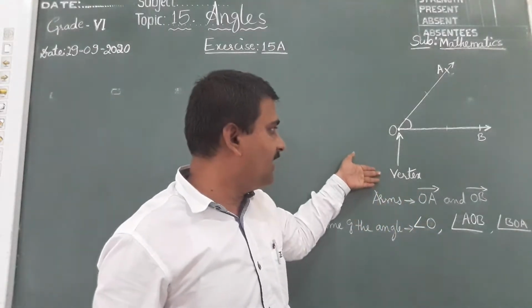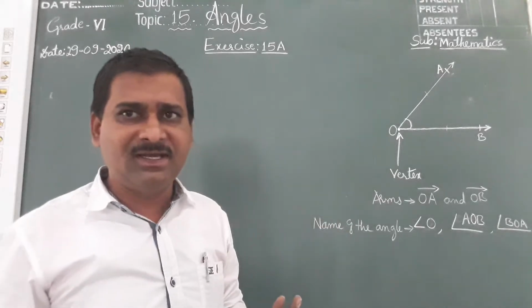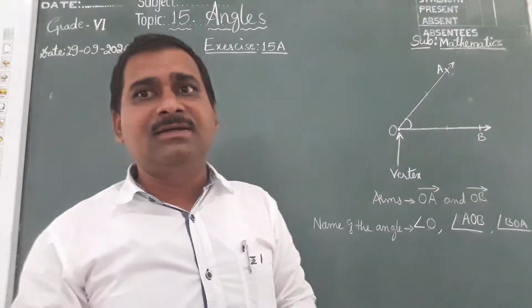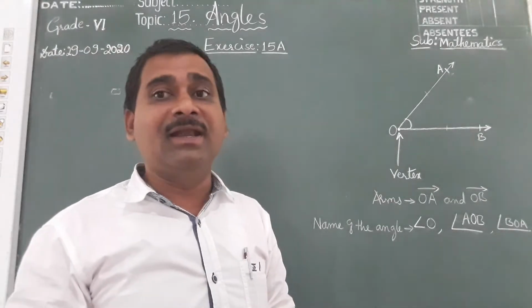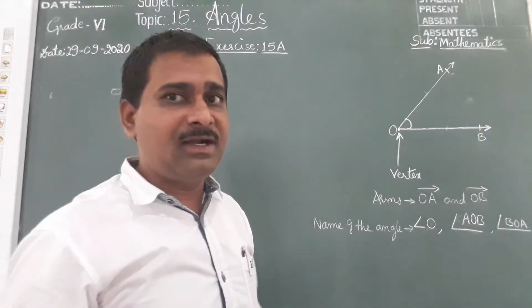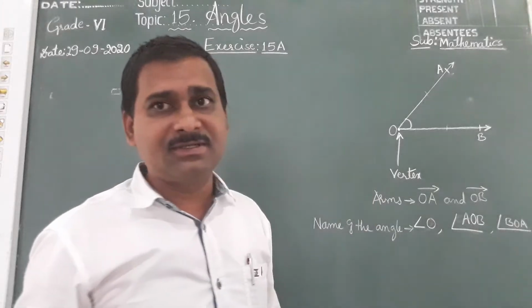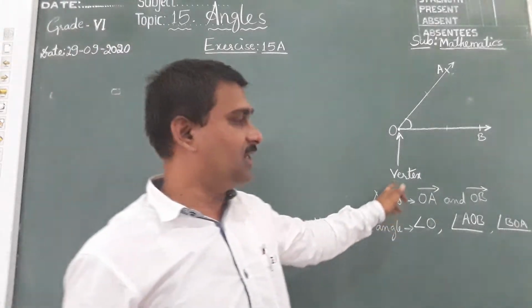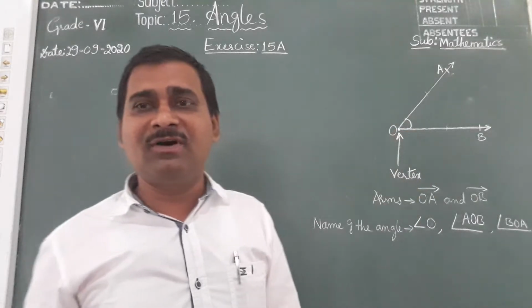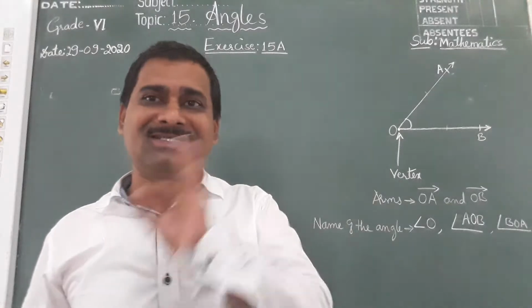All these three are asked in the exercise, children. The very first question is: angles are given like this and asked to write, name the angles and name the vertex and arms. Here only one vertex is there, but the plural form you should also know, that is vertices.